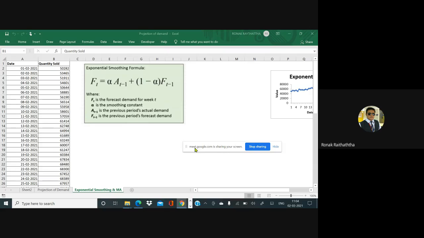I guess the exponential smoothing will be the next one. Let me first go to the moving average. So when it comes to the moving average, we are right now in demand forecasting. Do not forget that. We have the demand, the quantity sold on a daily basis. We want to predict that.